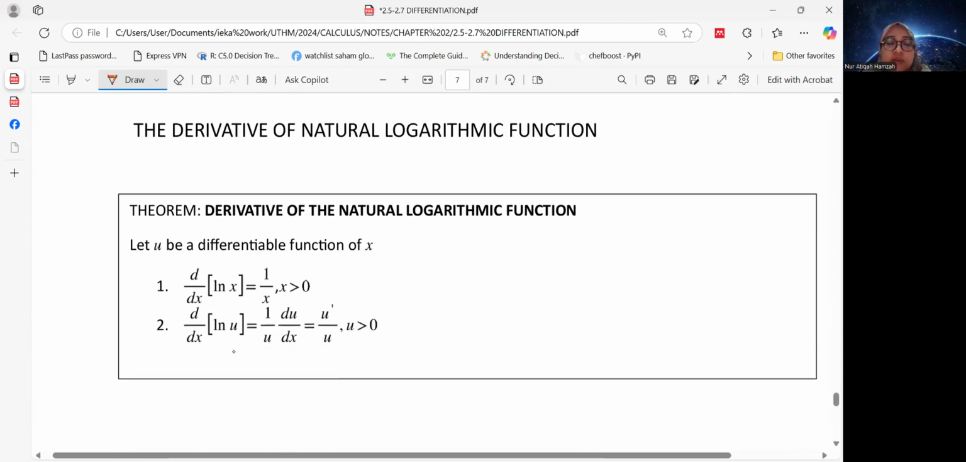Okay, so the derivative of natural logarithmic function. So let u be a differentiable function of x. So d over dx ln x, we got 1 over x. So d over dx ln u will be 1 over u du dx, or we can say that it will be u prime over u.